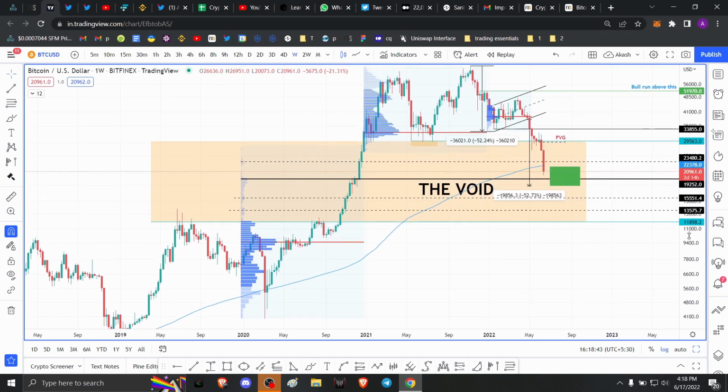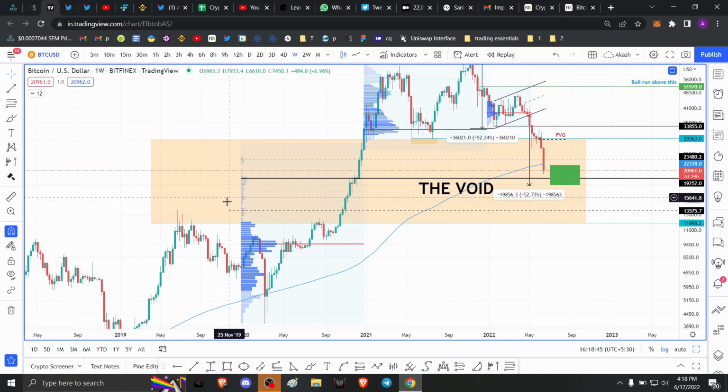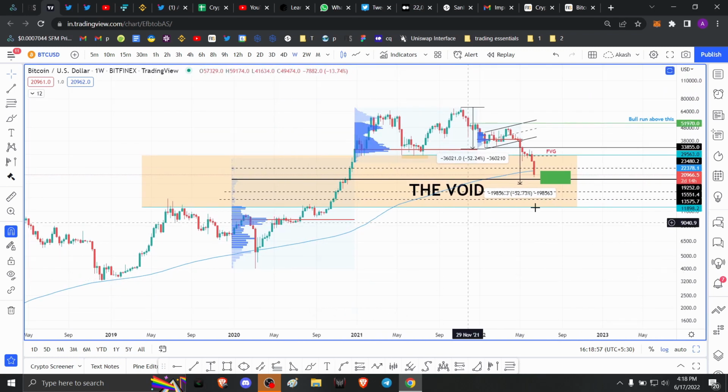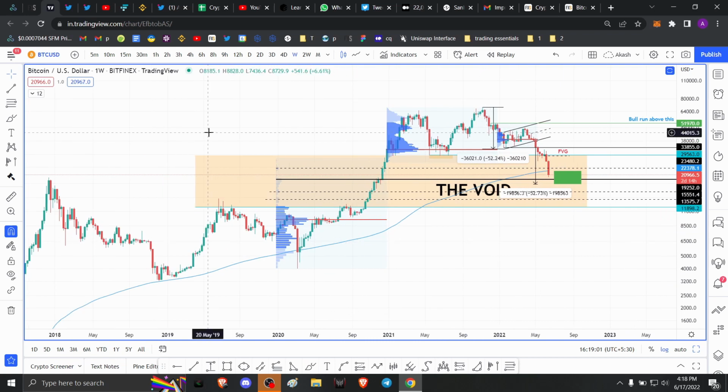But that said, there are a couple of support levels here that I've marked out, one at 15k and one at 13.5k. These levels could partially absorb the selling pressure, but if the traditional market slips into recession, I think 12k is inevitable for Bitcoin. So that pretty much sums up my take on Bitcoin. The macro outlook remains the same.